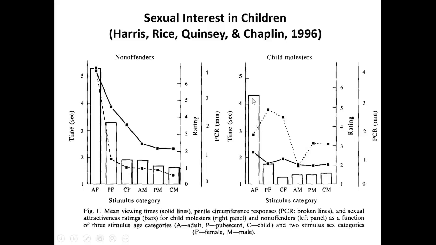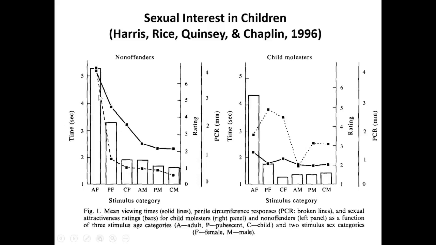But what you see is when you ask child molesters to self-report what they're attracted to, they say, I'm attracted to adult females, and they might express some attraction to pubescent females, but they express low attraction to males or especially female children. But when you look at the PPG, they do show some attraction to adult females. There's definitely some attraction there, but they show the highest levels of attraction to pubescent and child females, then very low attraction to adult males, and higher attraction to males who are pubescent or children.